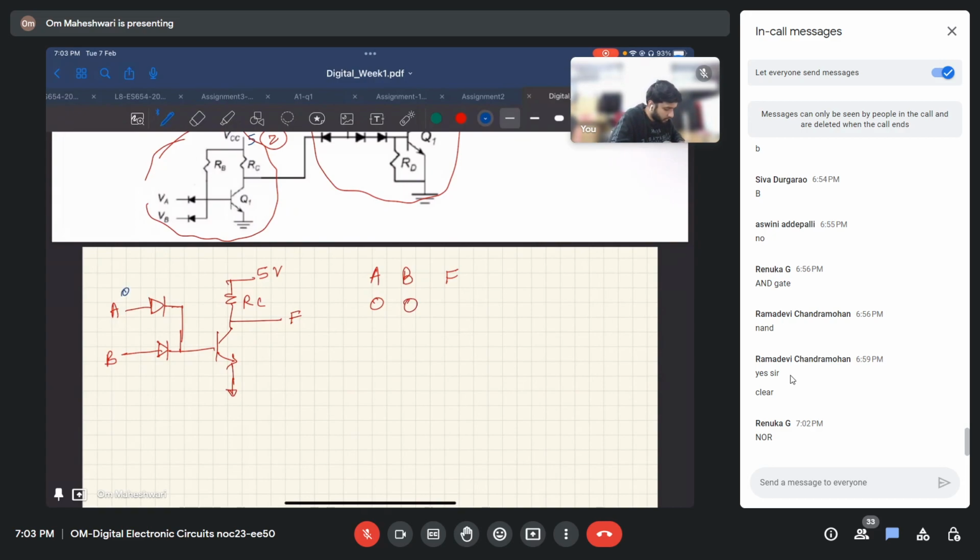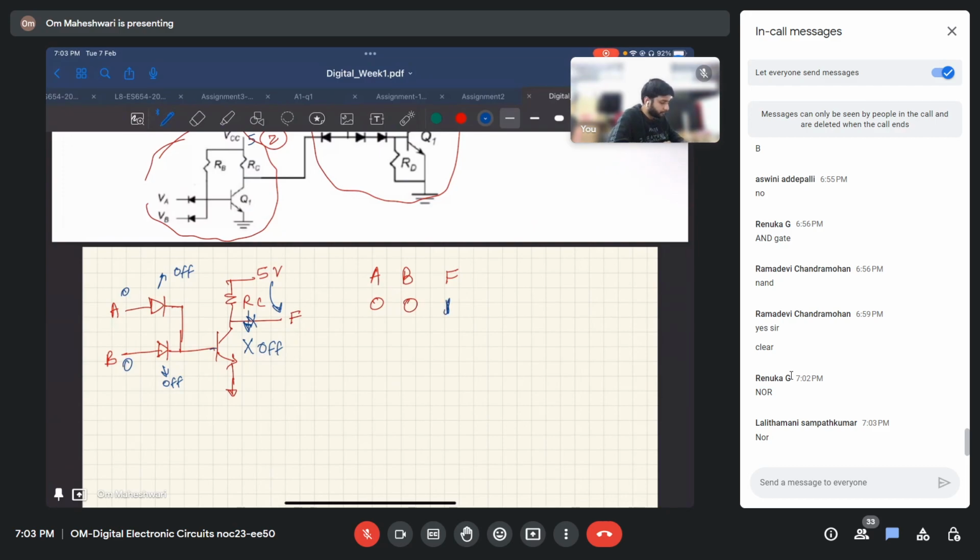So if we apply 0 here and 0 here, both of these diodes are off. Then this transistor is also off. Since here there is no bias, no current flows, and all this 5 volt is at output, F is 1.